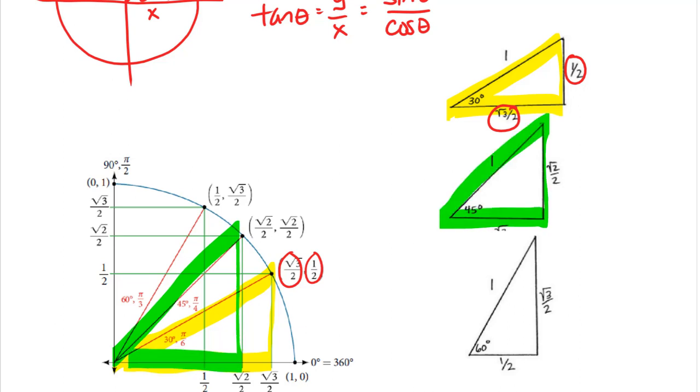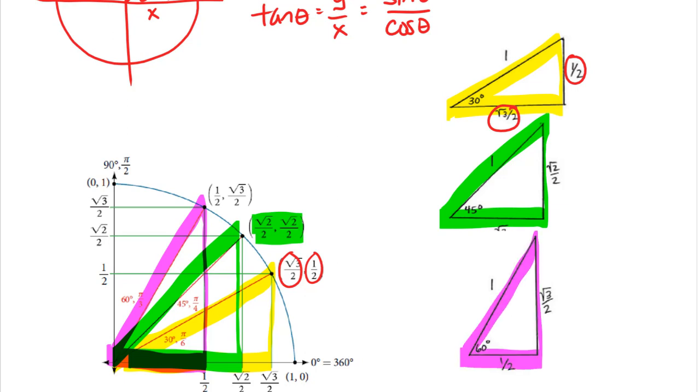And both the horizontal and vertical legs are root 2 over 2, which means that the cosine and sine of 45 degrees have to be root 2 over 2. And then we'll look at the 60-degree angle. And when we look at that triangle, we know that the horizontal leg is 1/2, which means that the x-coordinate has to be 1/2, and the vertical leg is root 3 over 2, which means the y-coordinate has to be the square root of 3 over 2.